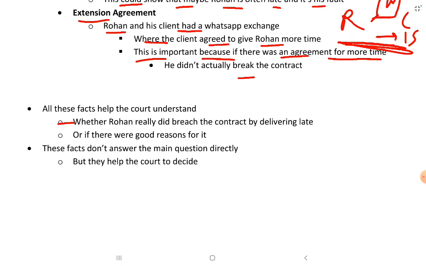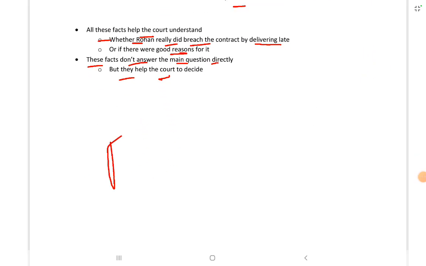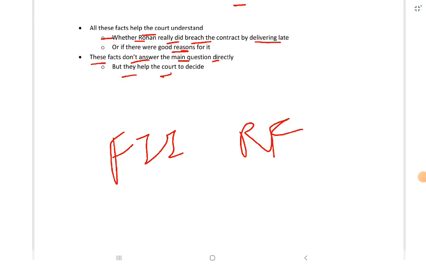All these facts help the court understand whether Rohan really did breach the contract by delivering late, or if there were good reasons for it. These facts don't answer the main question directly, but they help the court to decide. So this was your fact in issue and relevant facts. I hope you have understood both of them.